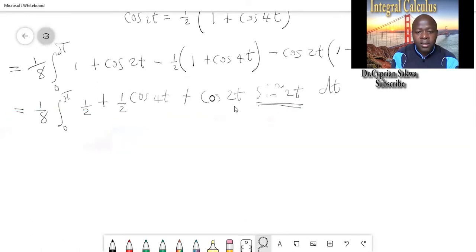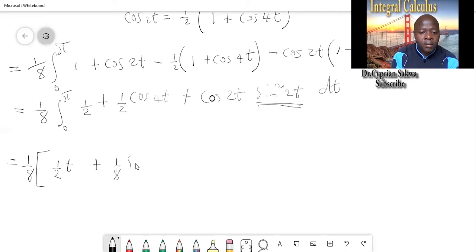This one can be integrated. So let's just integrate now. This will be 1 over 8. We are now integrating with respect to t, this will be a half t. And this will be 1 over 8 sine of 4t.